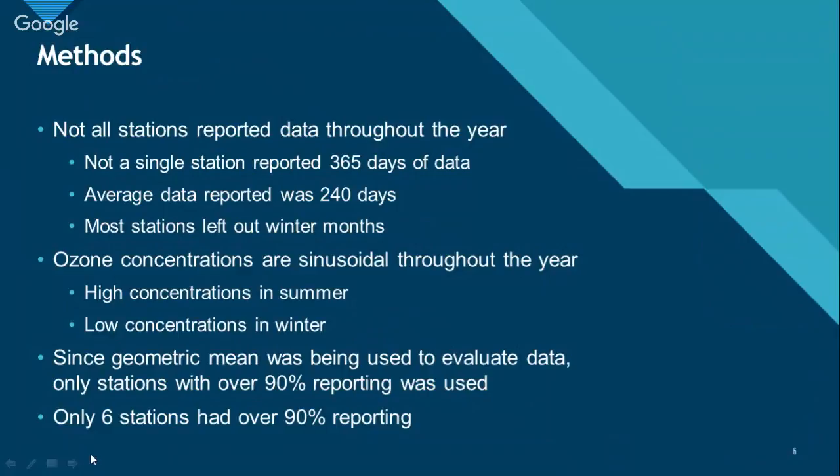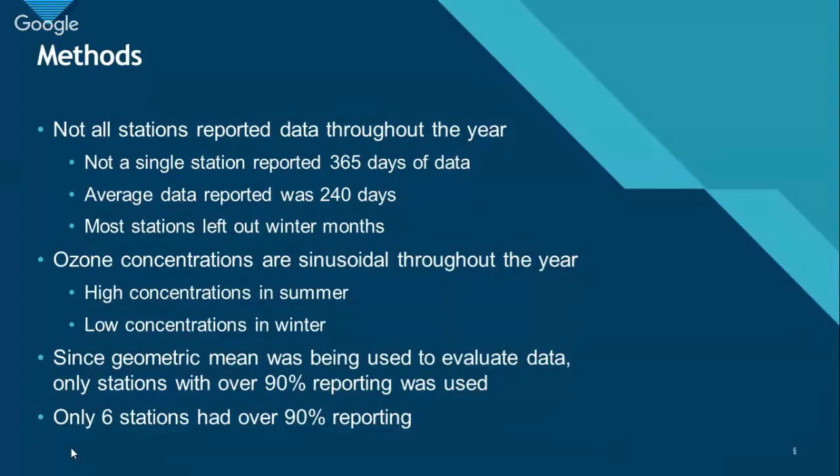I went into one of the reporting stations that recorded the most data, and I plotted the concentrations throughout the year. What I found is that the ozone concentrations are sinusoidal in nature, in that the concentrations are highest in the summer and lowest in the winter. But since I was using geometric mean to evaluate the data, I could only use stations that reported over 90% of data throughout the year.